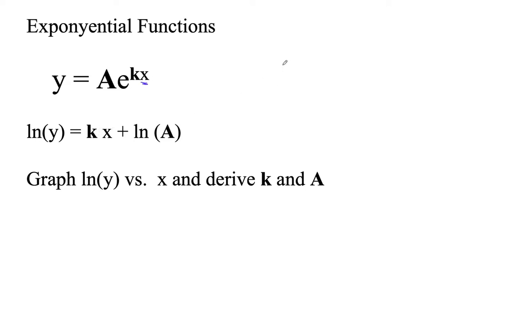Which means that you're going to get a graph. And the y-intercept will be natural log of a, and the slope of this graph will be k. So k is super easy, right? The slope of this thing is whatever that coefficient is of the exponent there. And then this thing here is ln a. Let me show you how to do this.